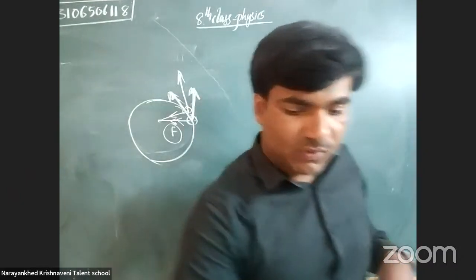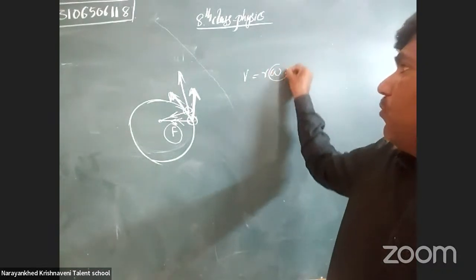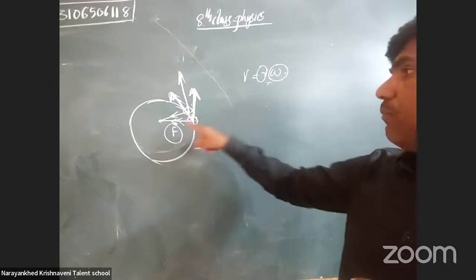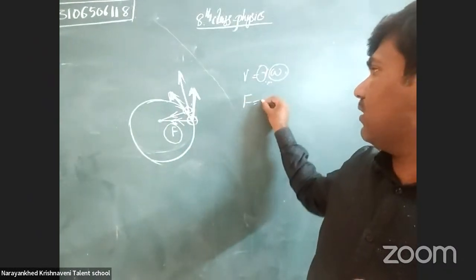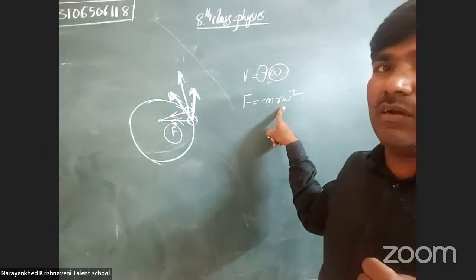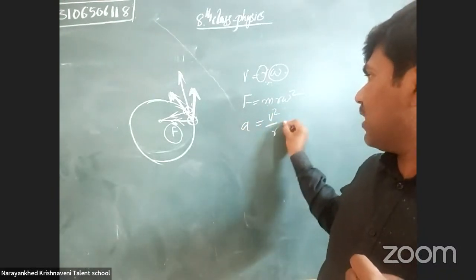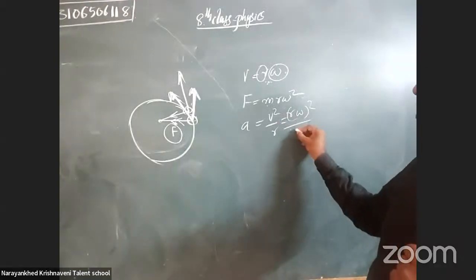Already we have discussed it. The velocity is equal to r omega, where omega is the angular velocity and r is the radius. Here, the radius should be the main thing. And of course, here it is already written m r omega square. Already we discussed how to figure it out. And acceleration is written as v square by r. Otherwise, it's also written as r omega whole square by r here.